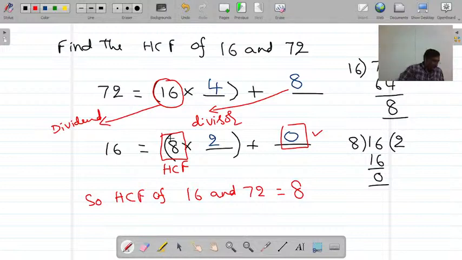Okay. Yes, exactly, Somesh. 8 into 2 plus 0. So HCF is 8. You are right, Somesh. Vamshi, you are also correct. Bharat, you are correct. Keep going, keep going. Nice. Very good. So all of you are doing it correct.